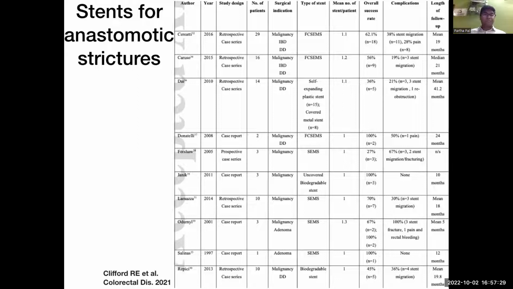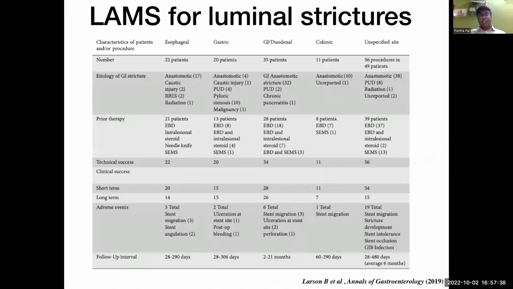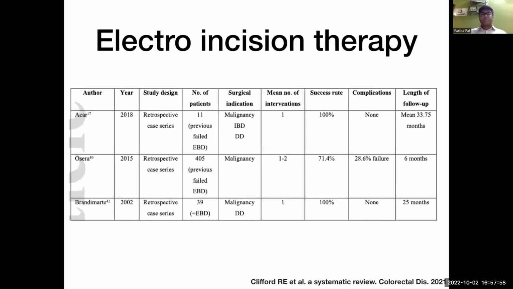Then these are the anastomotic strictures, and this is a meta-analysis of studies which have used fully covered SEMS. The results are good. And this is the summary of the evidence for LAMS for gastroduodenal strictures. It has been used everywhere, esophageal, gastric, duodenal and colonic, but it should be for ultra-short strictures. As you can see, the clinical success rate and long-term success rate are good, but the problem can be stent migration and sometimes stent angulation as well.